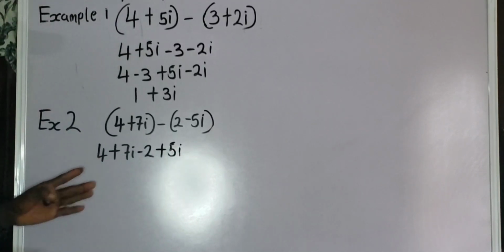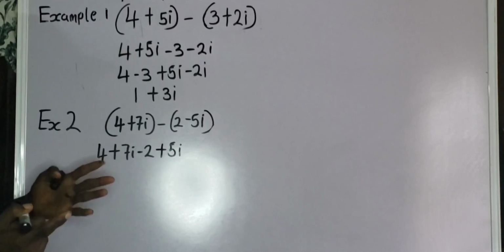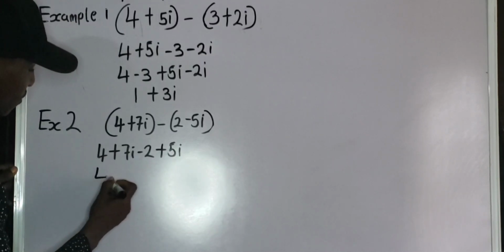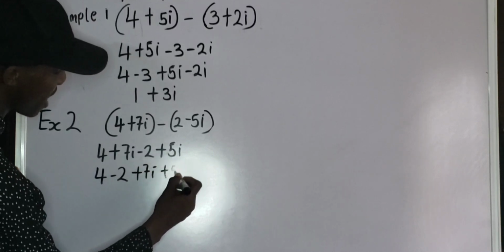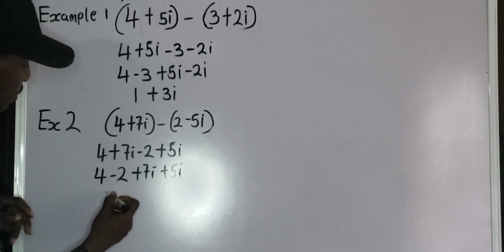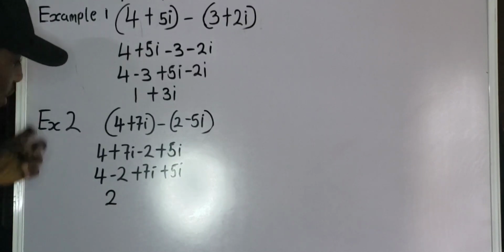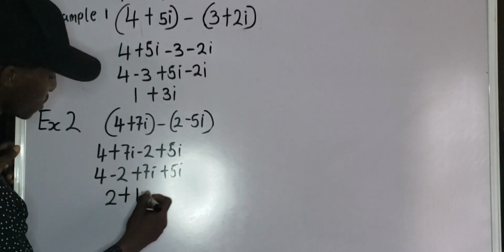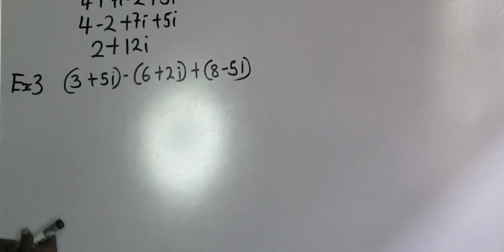So after this, we are going to collect the like terms. Since 4 and minus 2 do not have an imaginary unit, I'm going to have 4 minus 2 plus 7i plus 5i. You understand? So 4 minus 2 is what? 2. 7i plus 5i, that is 12i. So I'm going to have plus 12i. Okay, now let us evaluate this.